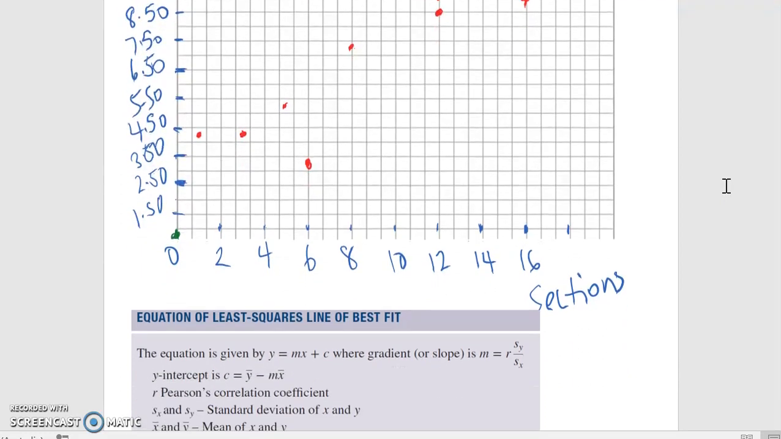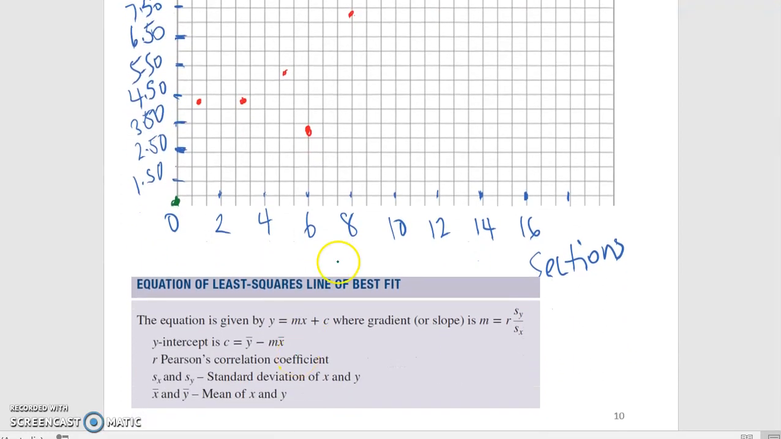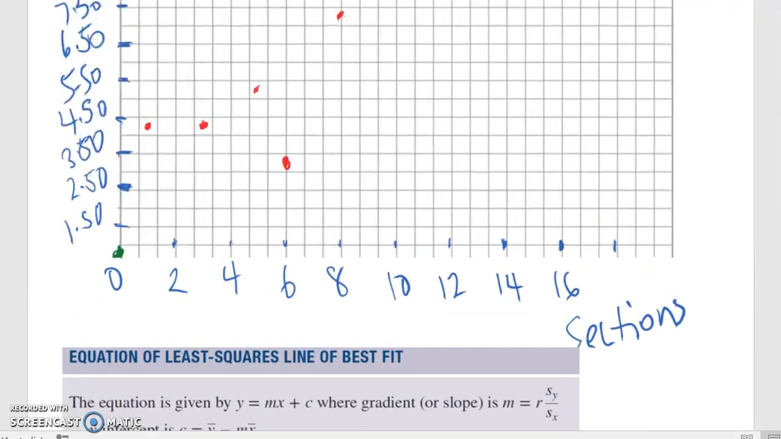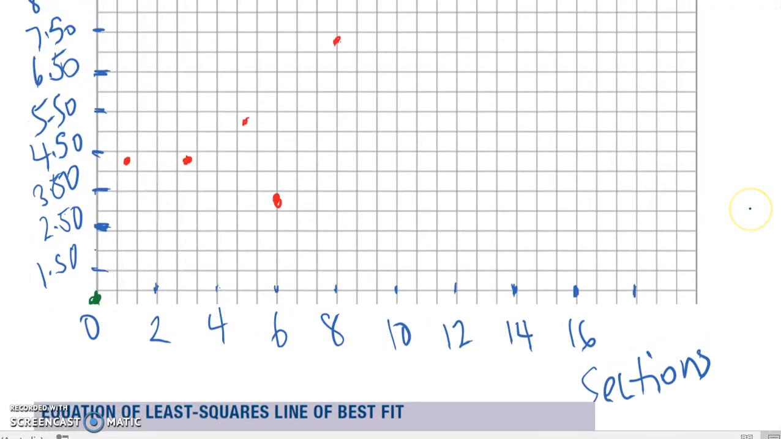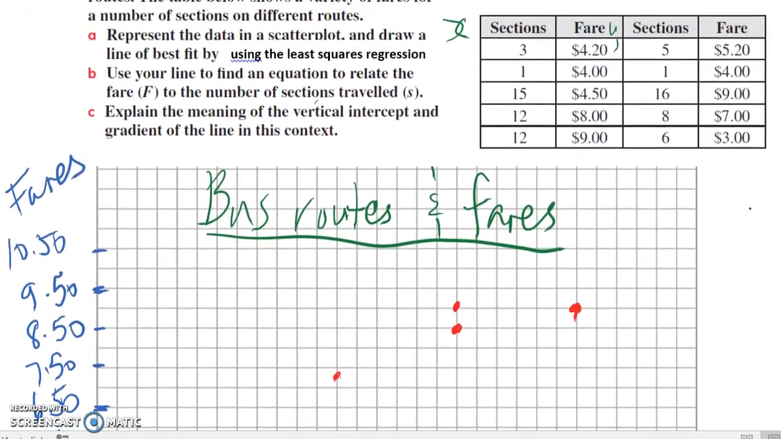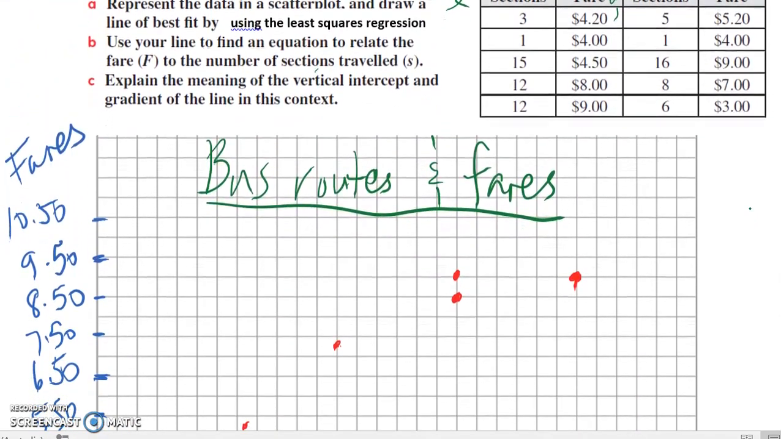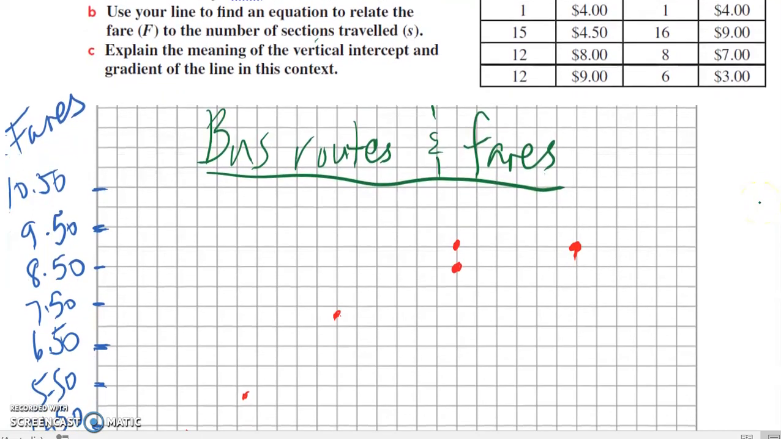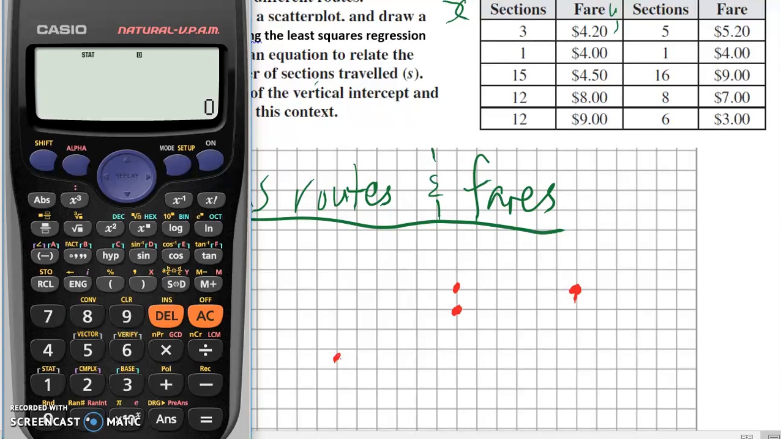Okay, so just to remind you, we're thinking about this here. Now, the good news is we are only required to do this using digital technology, not by hand. So when it says draw a line of best fit, we're going to cheat a little bit and do part B first, okay? For this section, we're going to get into stat mode again. So mode 3, 2, you want to have your frequency switched on. And then we're going to put in our sections and fares.